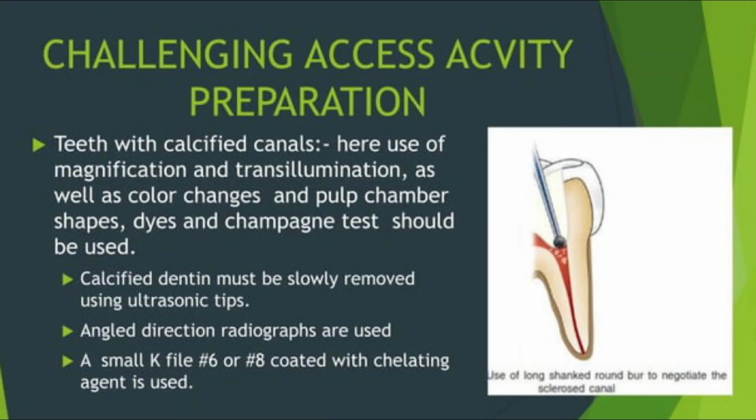In the case of calcified canals, the use of magnification and transillumination, as well as the color change and the pulp chamber shape, and dye tests should be used. The calcified dentine may be slowly removed using ultrasonic tips. Angled direction radiographs can be used. A small K file coated with a chelating agent can be used.